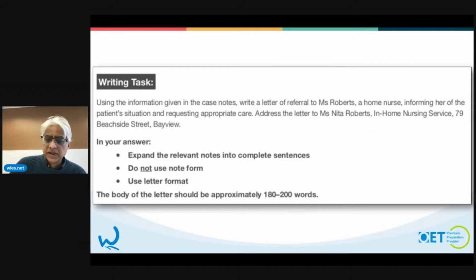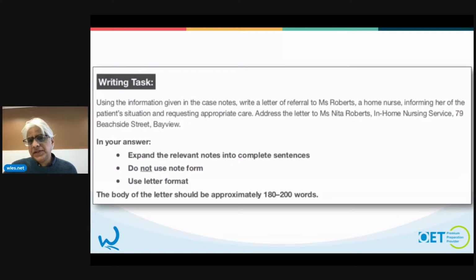Normally with the writing task, you're going to get some information. It says here, using the information given in the case notes, write a letter of referral to Ms. Roberts, a home nurse, informing her of the patient's situation and requesting appropriate care. Address the letter to Miss Nita Roberts, in-home nursing service, 79 Beachside Street, Bayview.